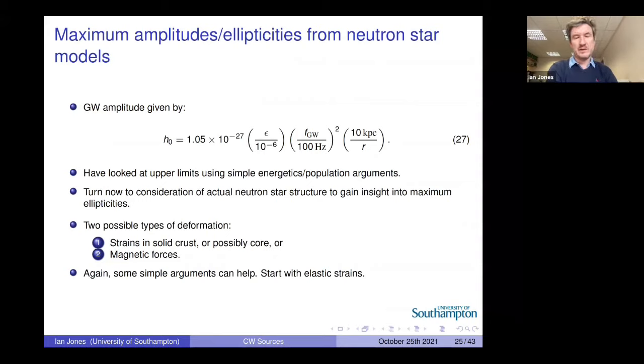Well, there are two things that could be going on. First of all, neutron stars have got a solid outer crust, and solids can support strains. So that's where the mountain could come from. More speculatively, people think it's possible that there might be solid cores in stars as well, in which case you could have a non-axisymmetry there as well. But then the second possibility is magnetic forces. We know from radio pulsars that neutron stars have got magnetic fields. They can deform the star. So let's have a think about these two sorts of arguments in turn. Let's start with the solid bit, in other words, with elasticity.